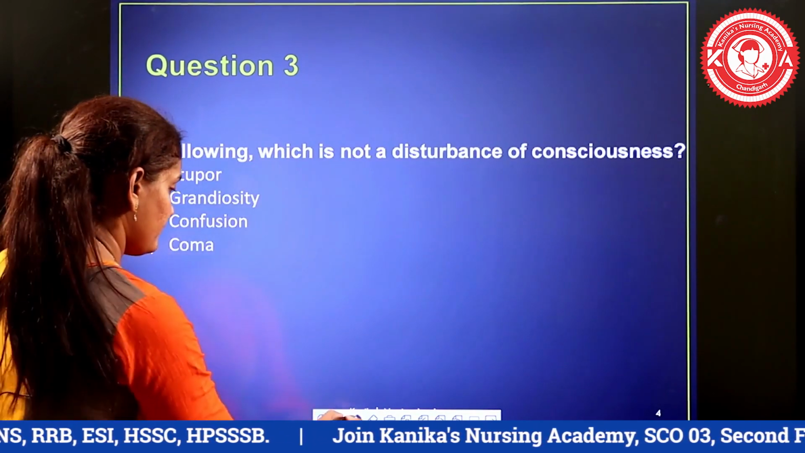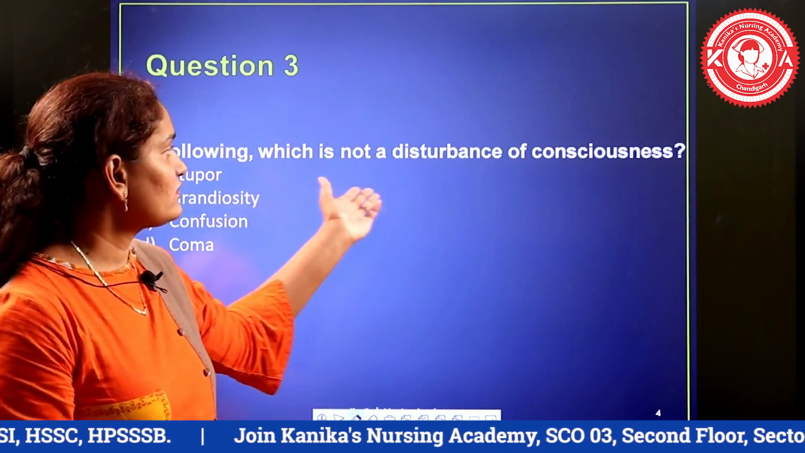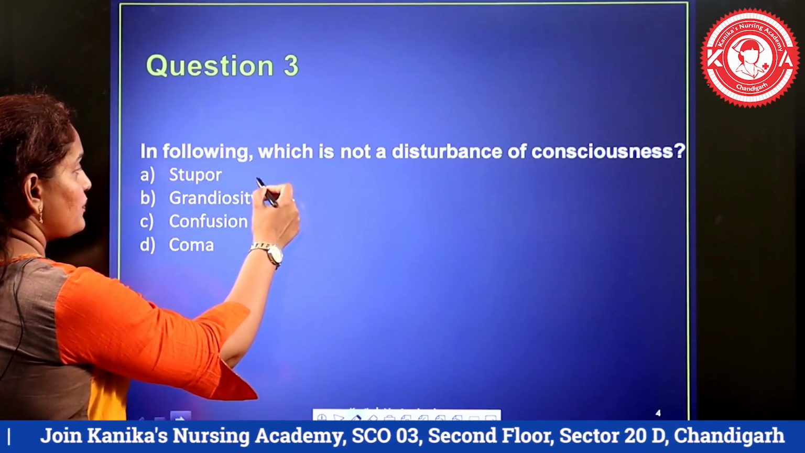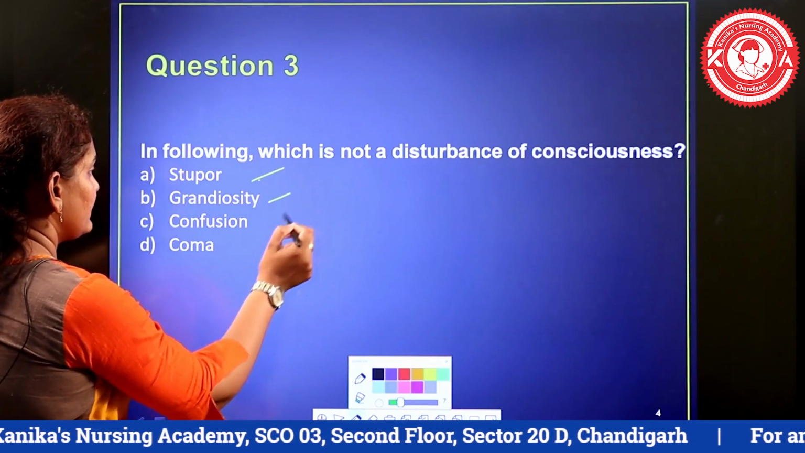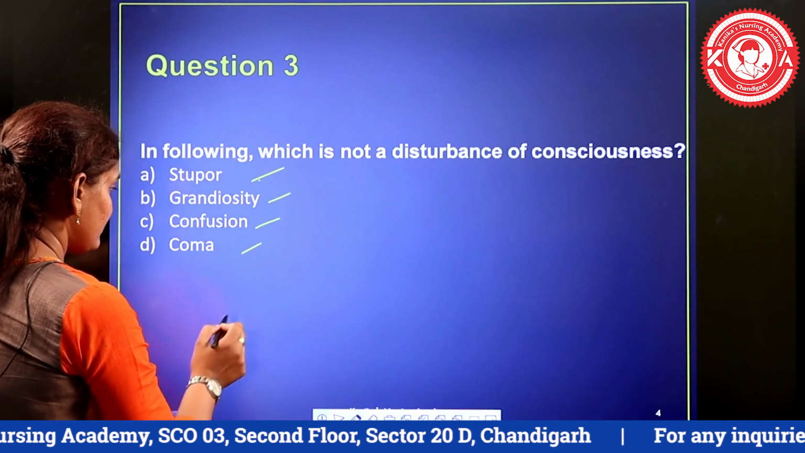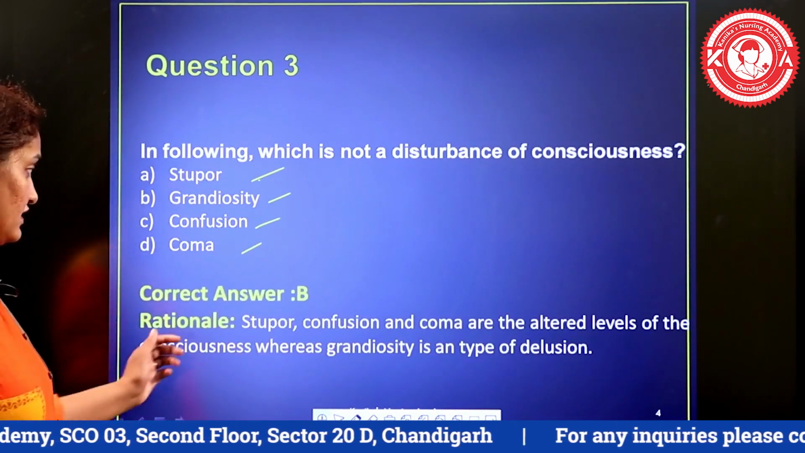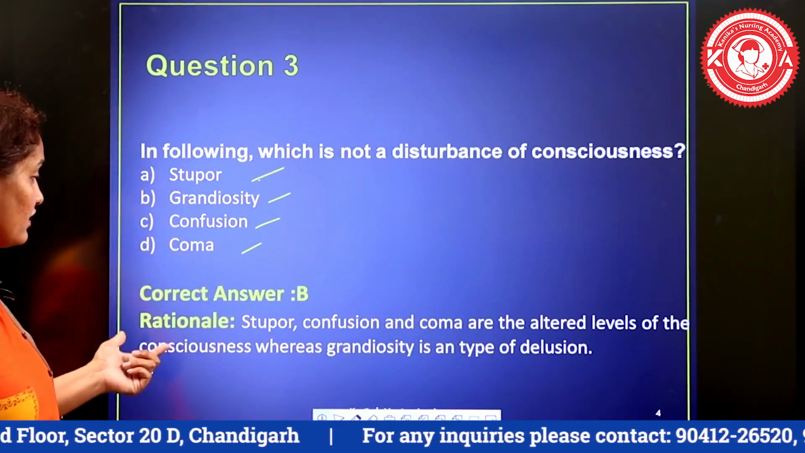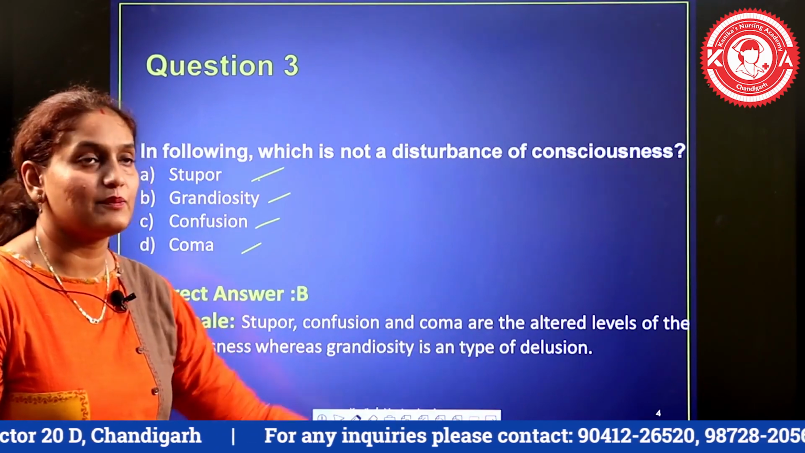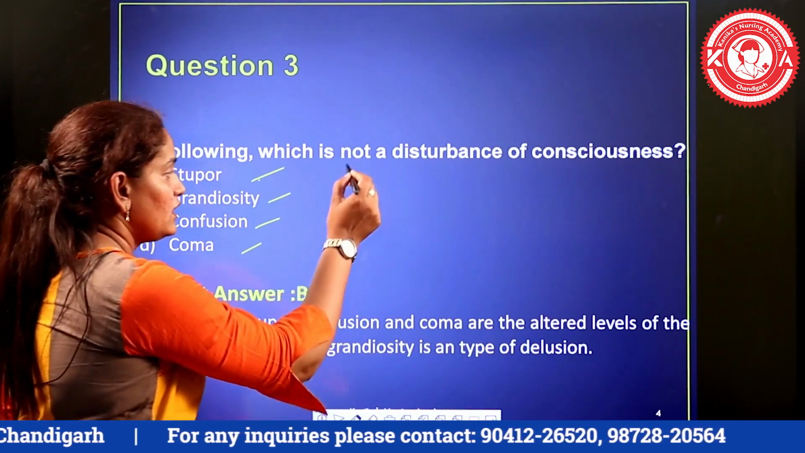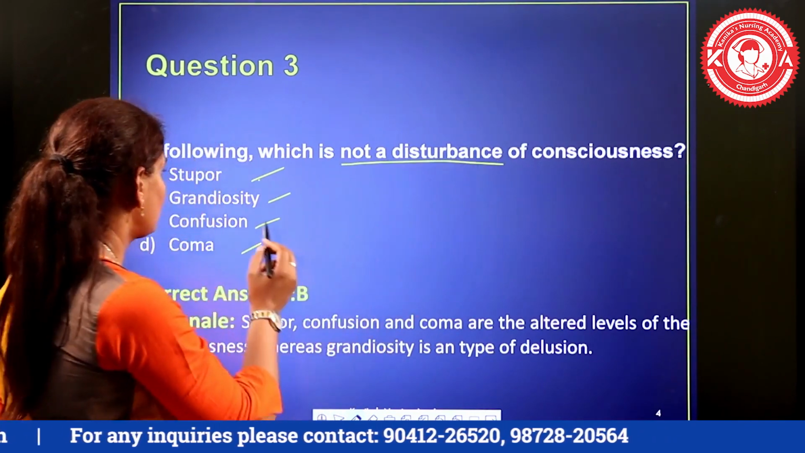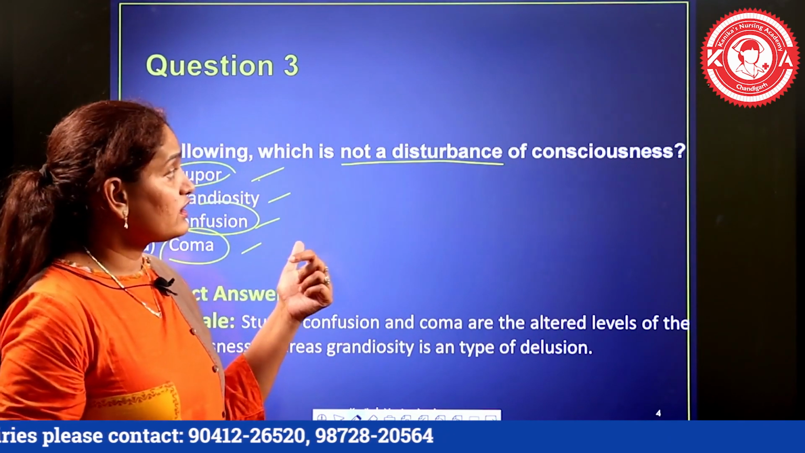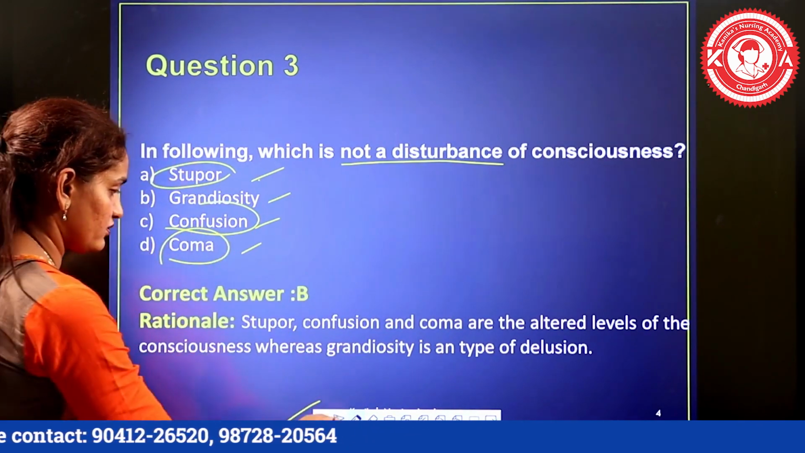Next, question number 3. In the following, which is not a disturbance of consciousness? It was a comparatively easy question. The options were stupor, grandiosity, confusion and coma. The correct answer is B. The rationale is that stupor, confusion and coma are altered levels of consciousness, whereas grandiosity is a type of delusion, which is not a disturbance of consciousness.